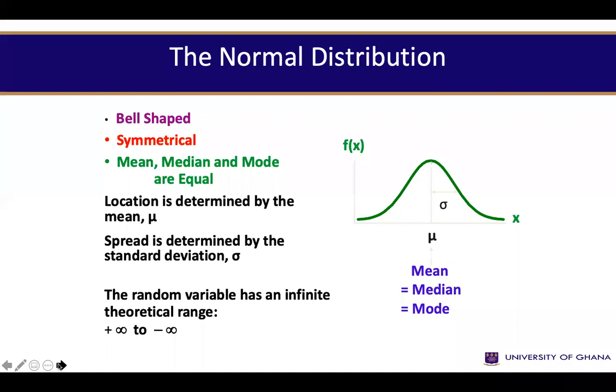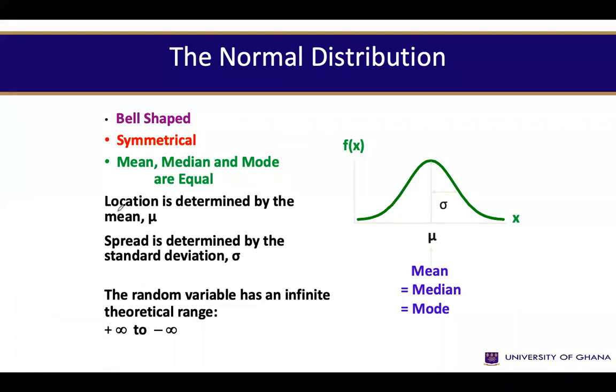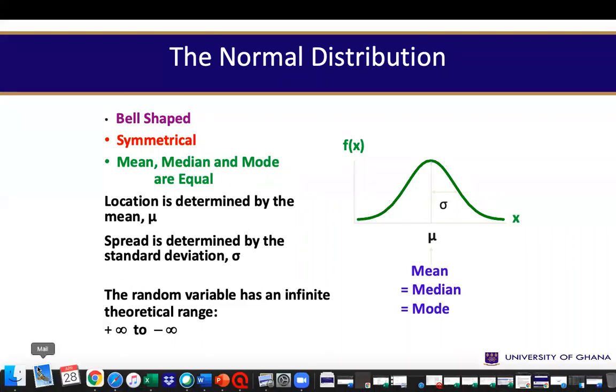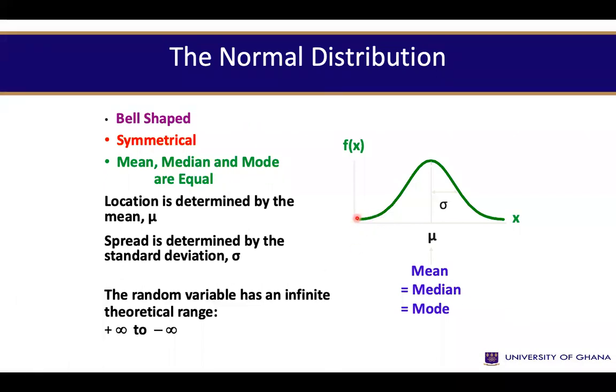So the normal distribution, what at all is the normal distribution? How do we describe it? The normal distribution is characterized by a bell-shaped curve, and it's symmetrical. This is what we call a bell-shaped curve. You see, it's shaped like a bell, and it's symmetrical.